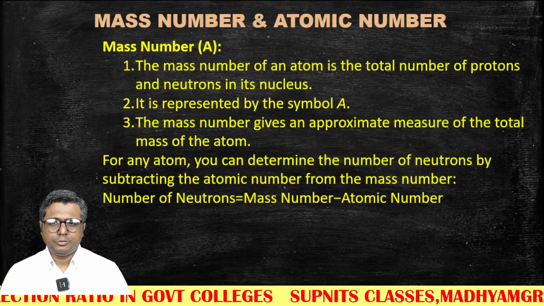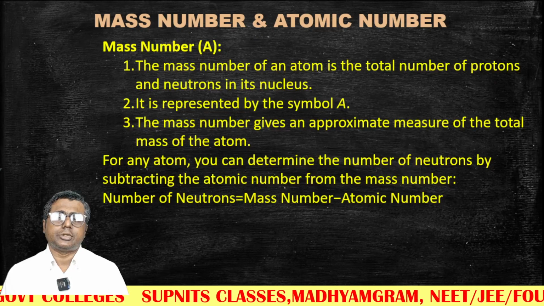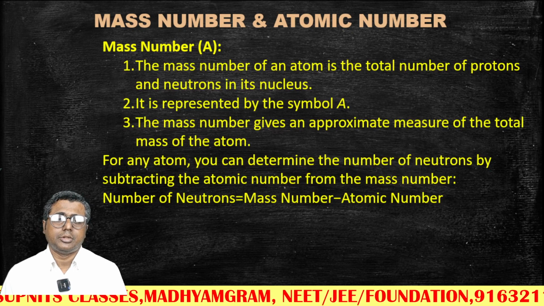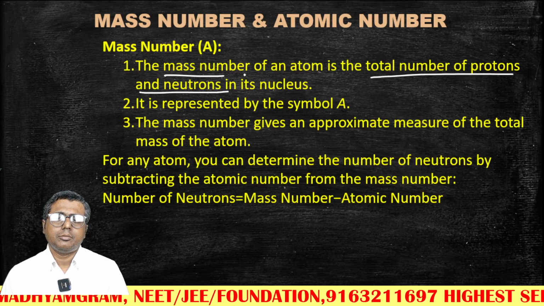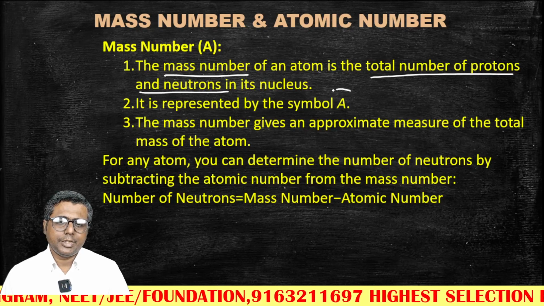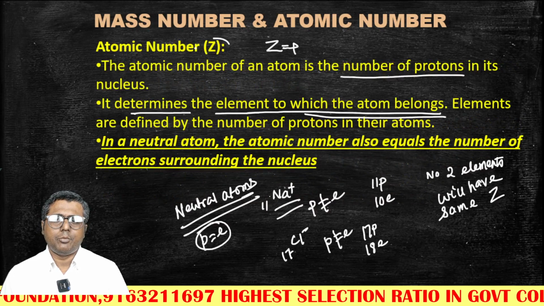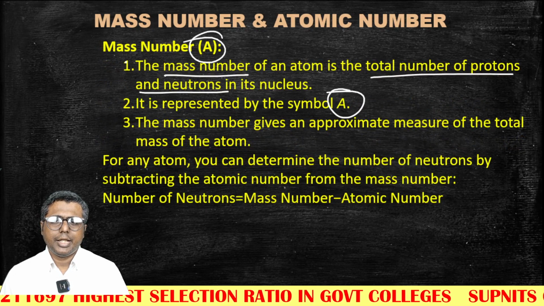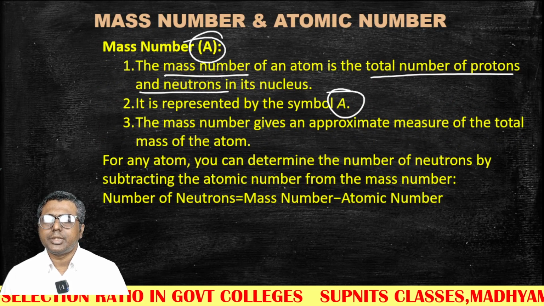Along with that, we will know what mass number is. Mass number is the total number of nucleons. What are nucleons? Protons plus neutrons are called nucleons. So, the total number of protons and neutrons is called the mass number, and it is represented by the symbol A. Atomic number was represented by the symbol Z, mass number by the symbol A. You have to remember this also, because many times these notations are important.